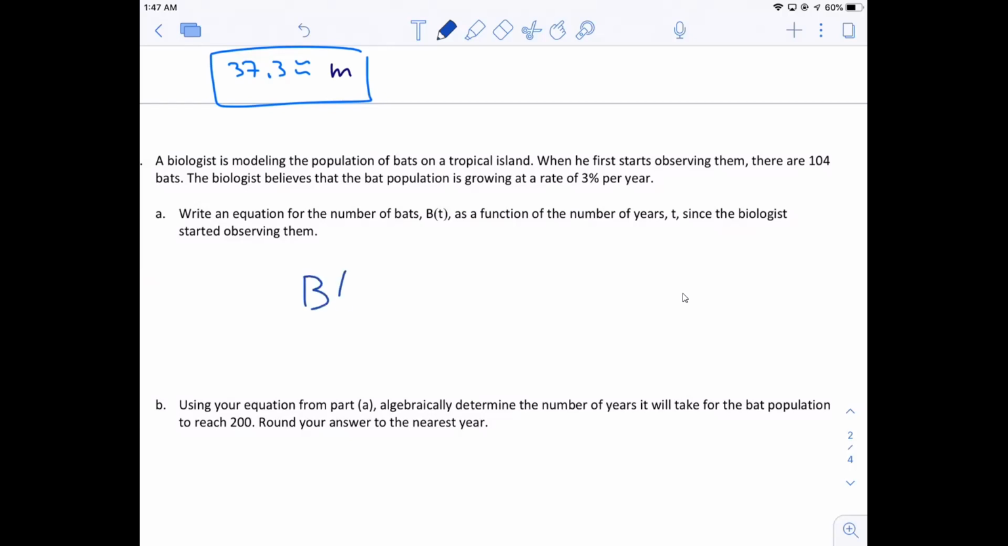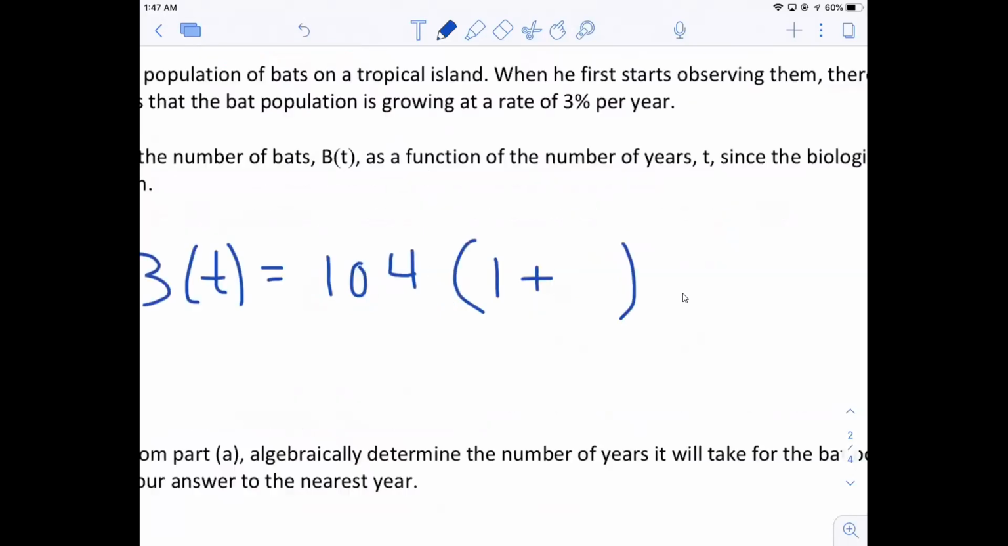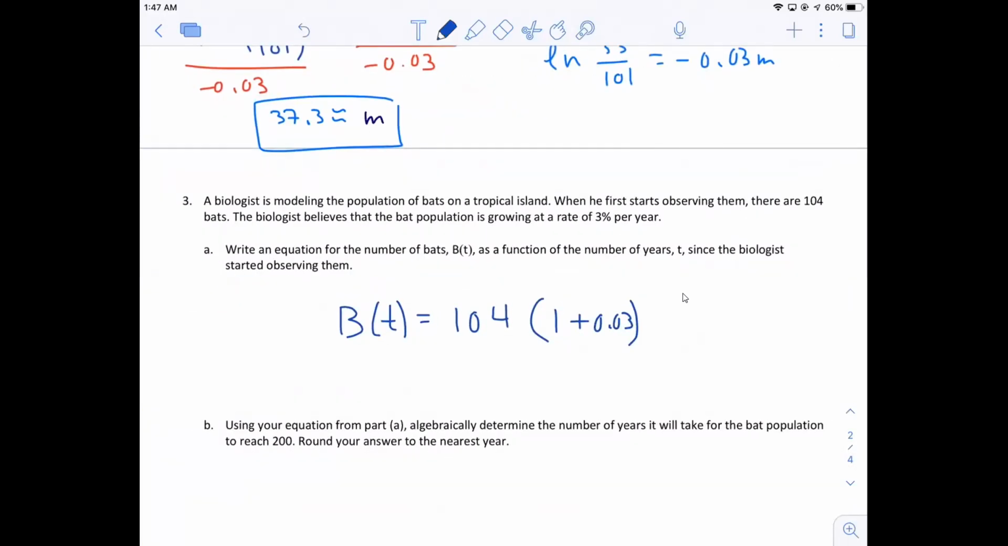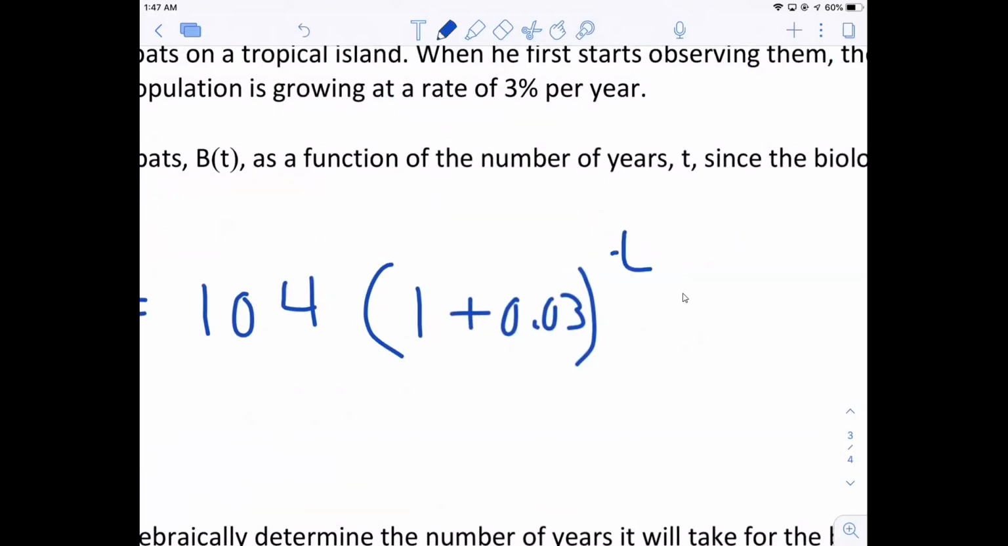So the number of bats is going to equal the initial number of bats, which was 104 when you started observing them, times, right, 1 plus or minus our rate of growth or decay. In this case, it's a rate of growth, so it's going to be plus the rate of growth, 0.03, and it's just 3% per year, so it's just to the t power.